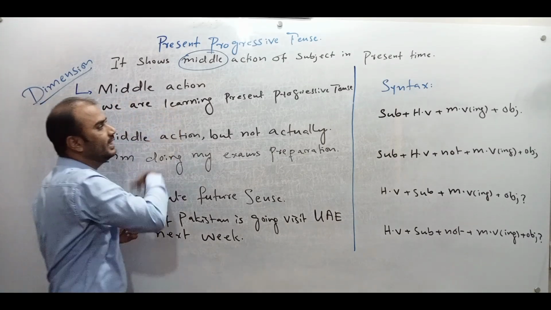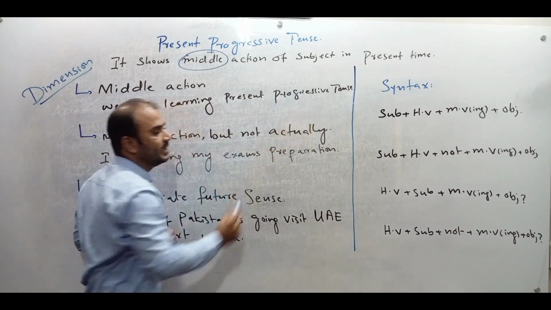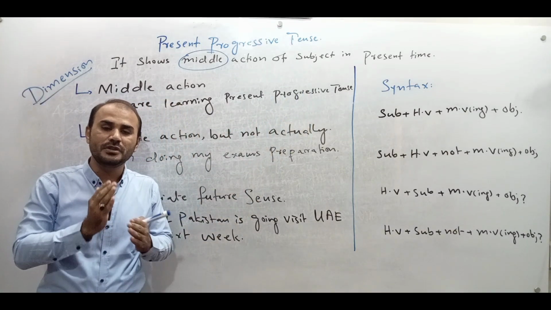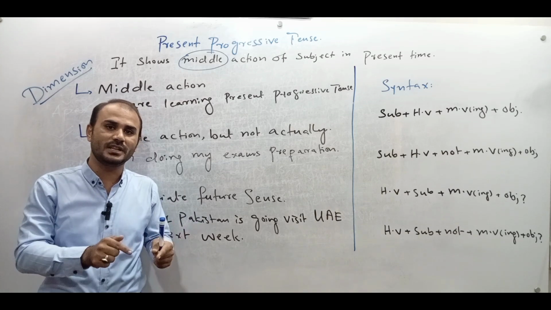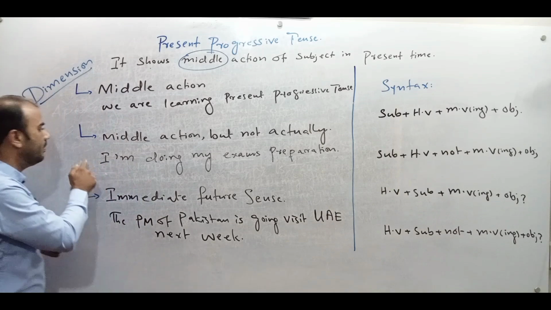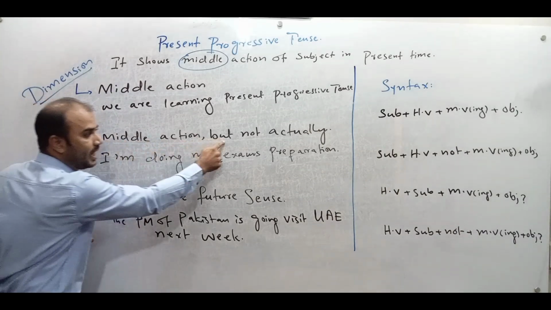We are learning present progressive tense. That's the reality. I'm talking English. That's my reality, that we are in a continuity action of the subject, but that is presently working on, and we are satisfied on that point of view. If I talk about the second, middle action but not actually.